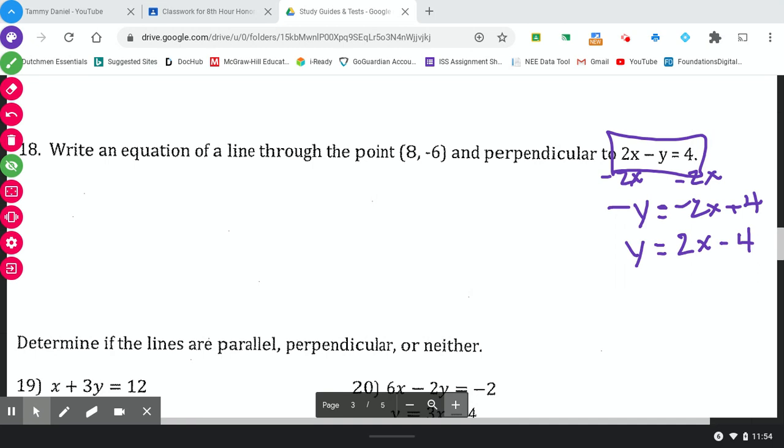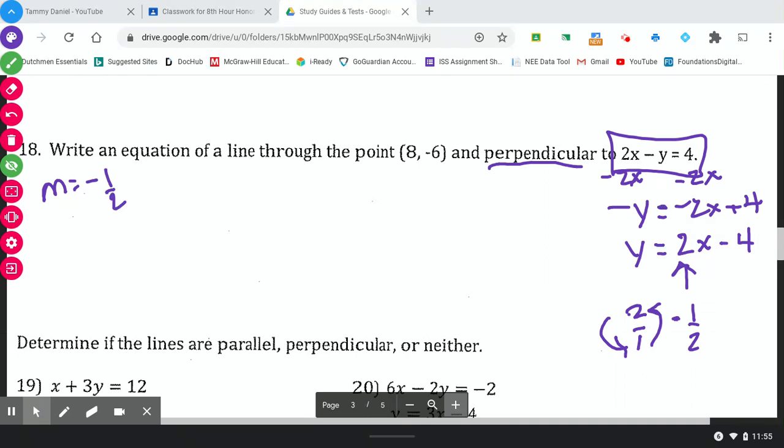So all we're looking for on this equation is this number right here, and that's the slope of that line. And our line is perpendicular to that. So we flip it over. If it's 2 over 1, we flip it and it becomes 1 over 2. And it's positive here, so now it's negative. So our slope that we're going to be looking for and using is a negative 1/2.